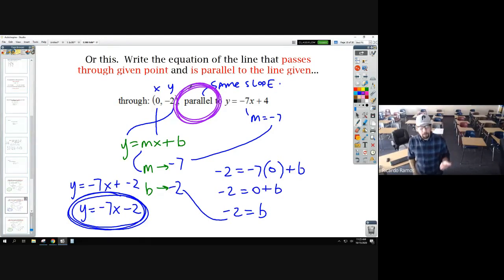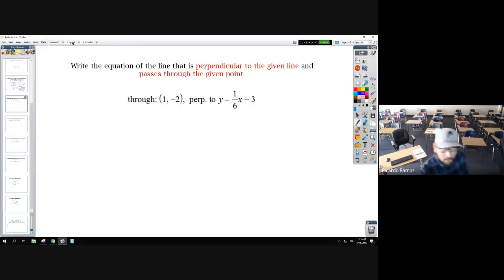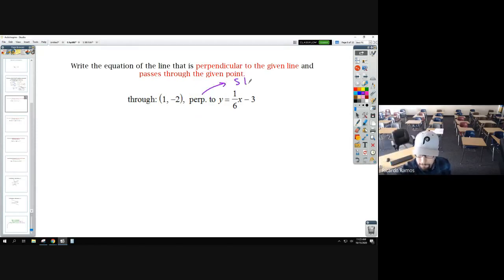Yesterday we were talking about parallel lines. Well, parallel lines have the same slope. This was last section yesterday. Parallel lines have the same slope. Today we're talking about perpendicular lines. Take a look. Write the equation of a line that is perpendicular to the given line. It also says perpendicular here. You got to realize perpendicular lines' slopes are the negative reciprocal of each other, right?